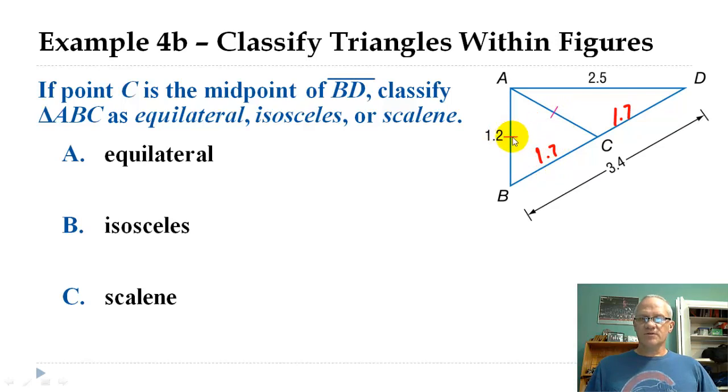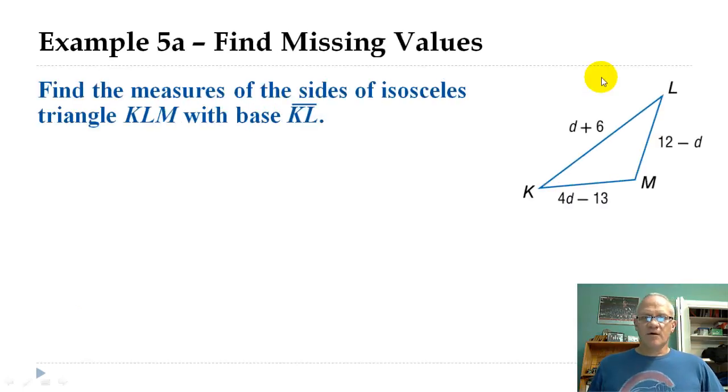Well, remember the little slash mark here? That means that these are the same. So that means this is also 1.2. And so therefore, we have two sides that are the same, and that would be isosceles. By the way, if they had asked us for ACD, that would have been scalene, because 1.2, 1.7, and 2.5. Okay? All right, just a couple more.